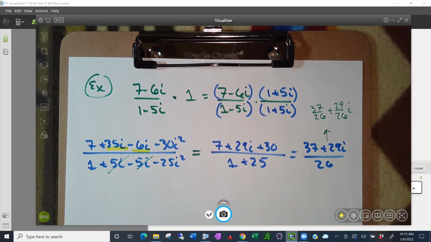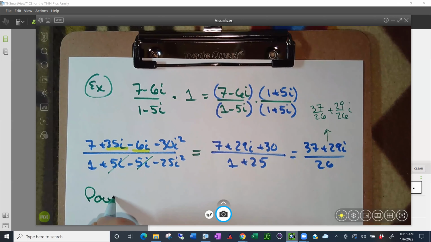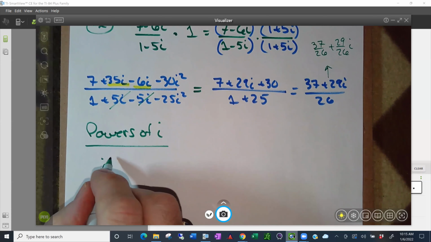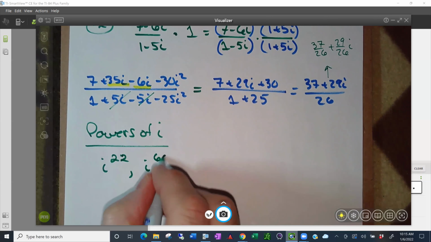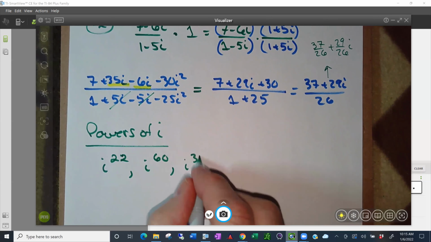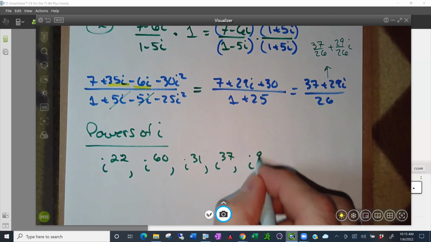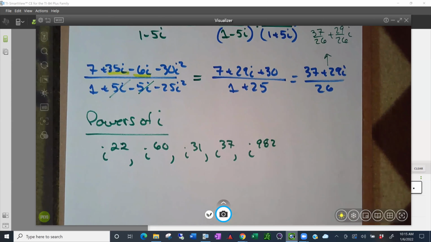But for now, I want to work on powers of i. This would be things like i to the 22nd, or i to the 60th power, or i to the 31st power, or i to the 37th power. And we'll finish up with i to the 982 power. Okay. Now I'm going to calculate all of these without a calculator. We can go back and check them on a calculator. Your calculator is not going to do so well on this one, but that's okay. I'm going to show you how to do this, and the calculator is just really a backup, a double check.